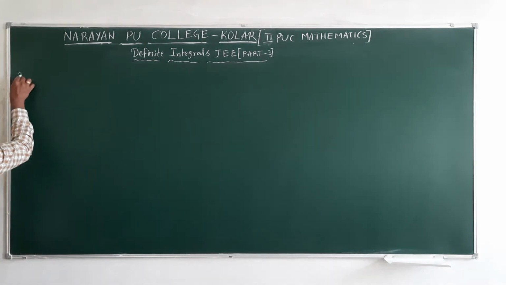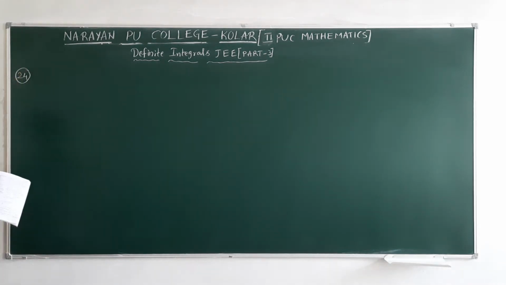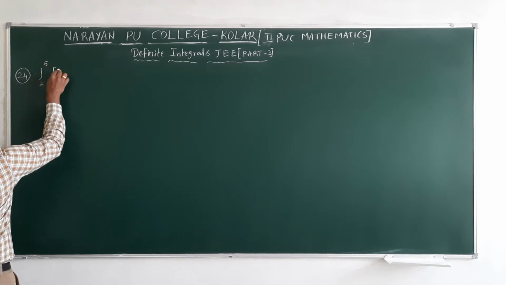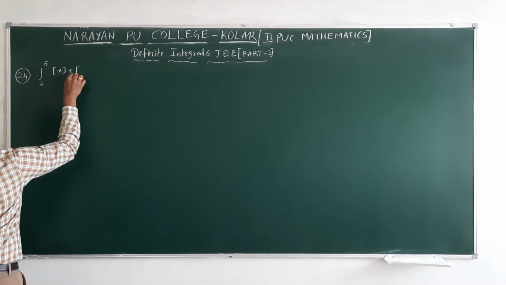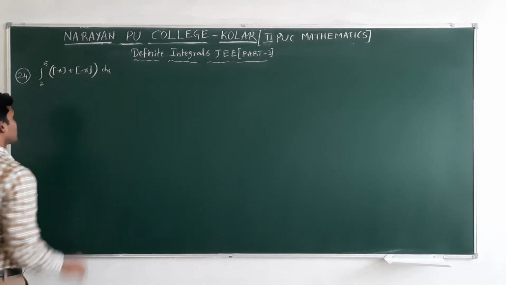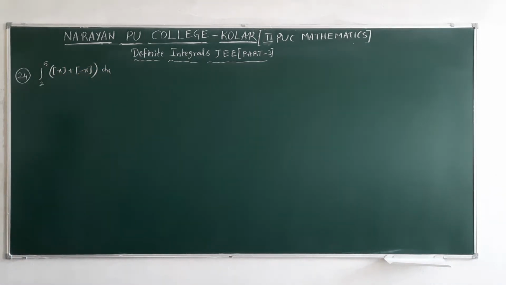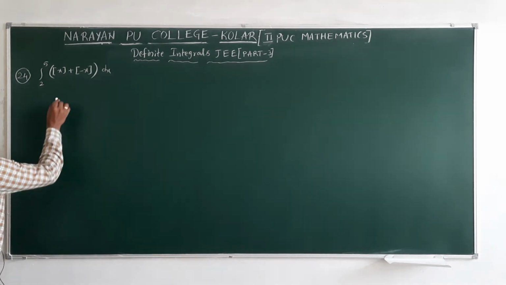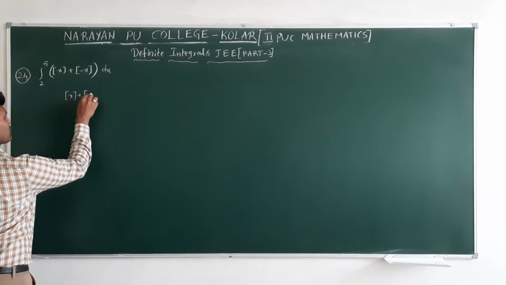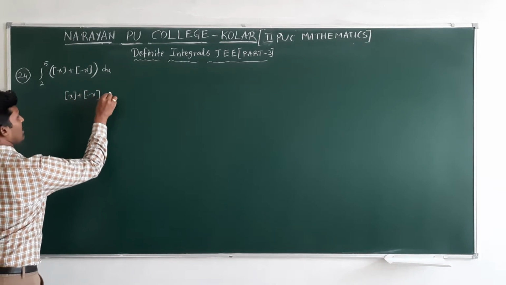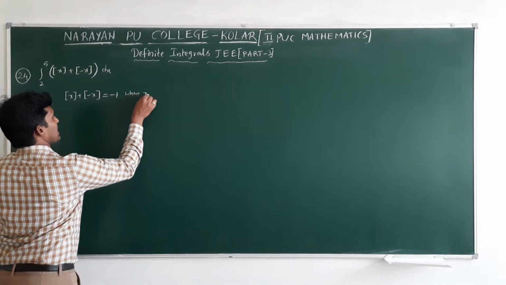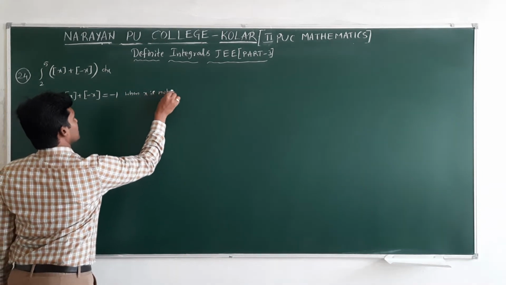Question number 24. Integral 2 to 5 of [x] plus [-x] dx. Remember one thing: [x] gives always the preceding integer, and this sum is always minus 1 when x is not an integer.